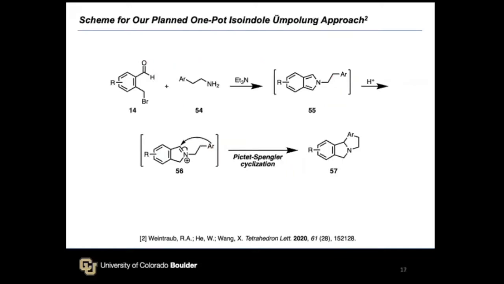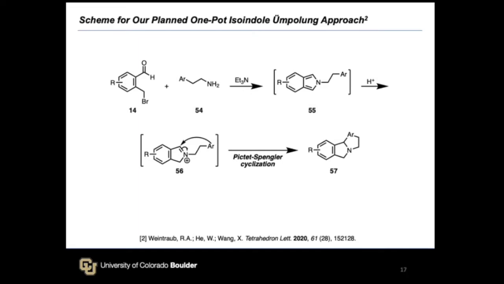So in our envisioned one-pot approach, what would happen is we would first form an isoindole in situ. That's this guy, number 55 there, via a condensation reaction of the aldehyde species 14 with a primary alkylamine using triethylamine as an additive. Next, we would dilute the reaction mixture by adding more solvent, cool it down because acid-base reactions are exothermic, and then we would add a sufficiently large excess of protic acid to form the isoindolium, and then we would let it warm back up.